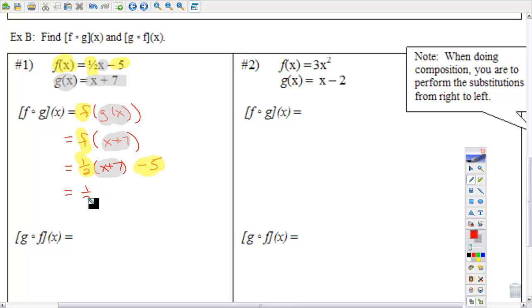Distribute the 1/2, you get half of x, half of 7, 3.5. Combine like terms, 3.5 and minus 5 is a minus 1.5.